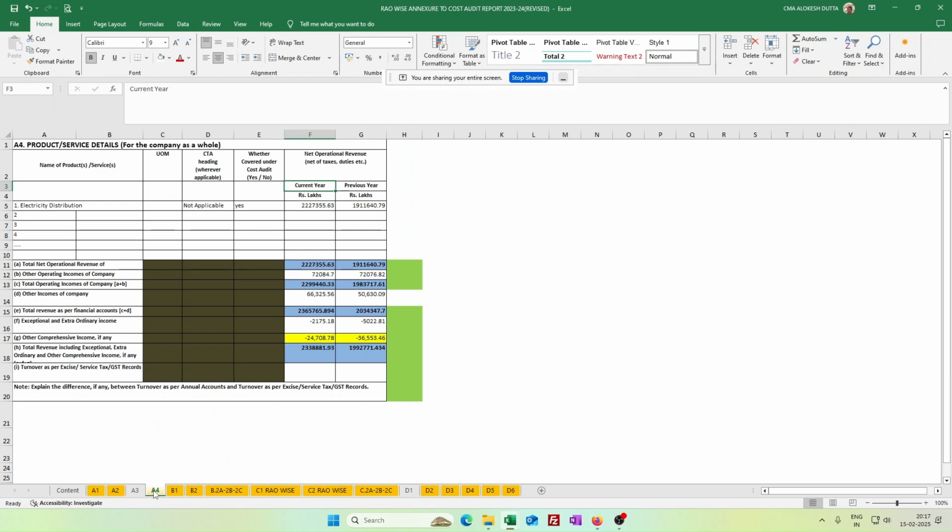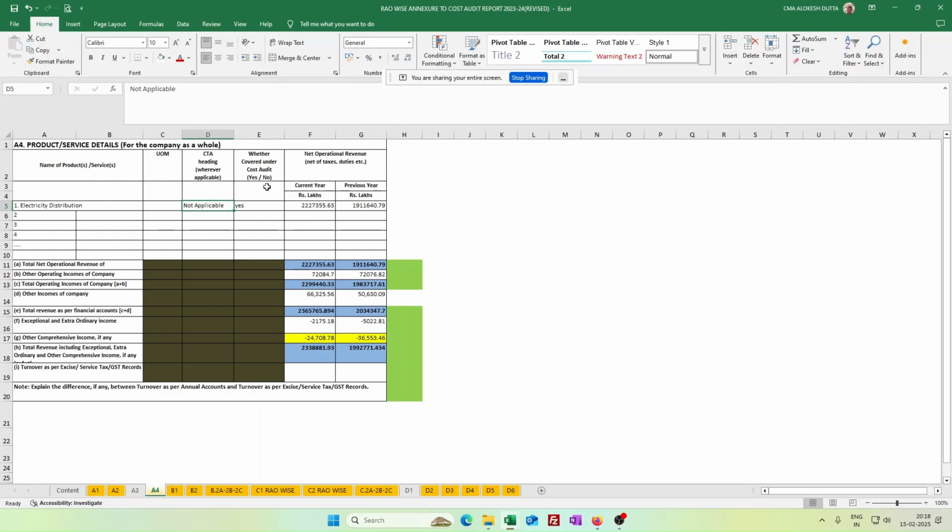A4 means para A part 4. This annexure should be prepared from the profit and loss of the company. Now, what are the elements? What is the name of the product? Whether you have to quote the CTA code. For a power distribution company, no CTA code has been allowed, so it is written here not applicable.